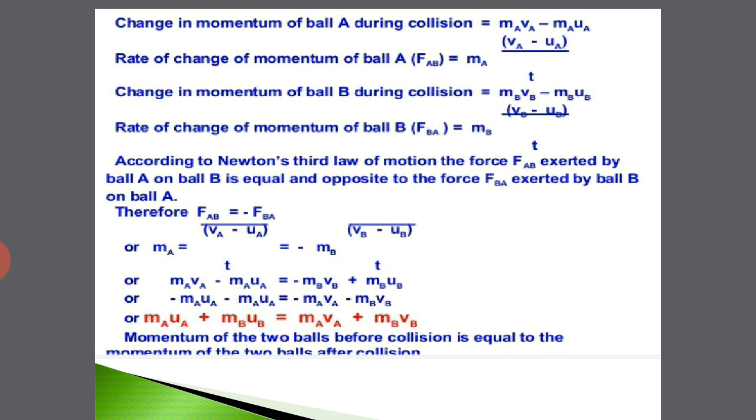is equal to the momentum of the two balls after collision. From this, the sum of the initial momentum of both the balls is equal to the sum of the final momentum of both the balls. The total momentum remains conserved. Got it? The best way to understand is to derive this expression by yourself, step by step.